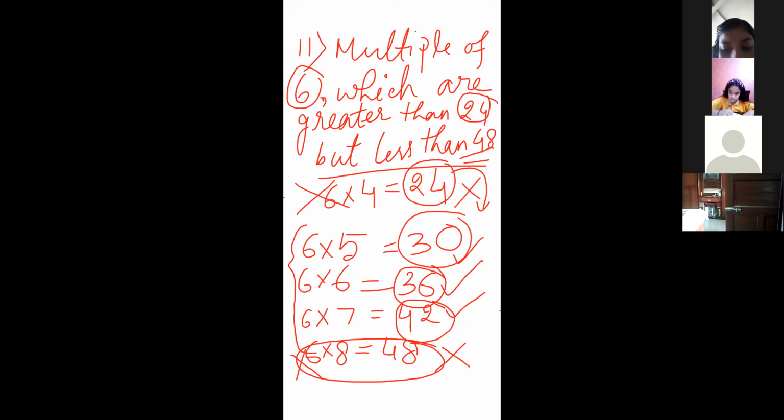Ma'am, why is 6 into 8, 48 not there? 6 into 8, 48 is not there because in the question it is given less than 48. 48 is not allowed, it must be smaller than 48. Understood? Okay.